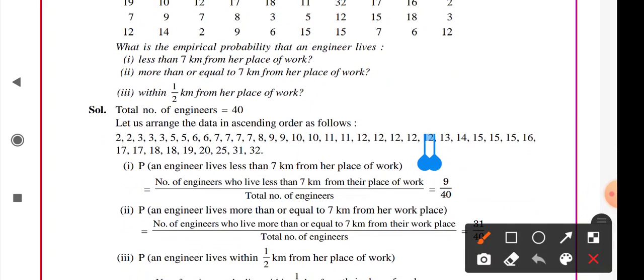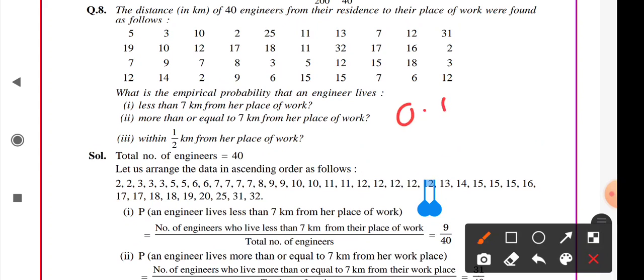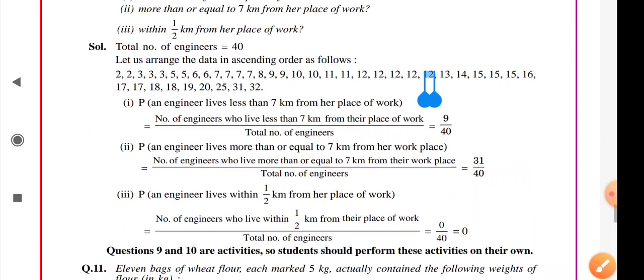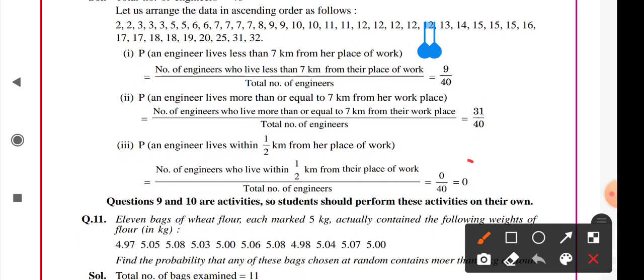Similarly, we can see more than or equal to 7, that means you will take 7 and more than 7. But if you see the last part, how many live within half a kilometer from the workplace, you can see that there is no number which is 0.5 kilometer, therefore the answer will be 0 upon 40, that means the answer will be 0. You can see it here.